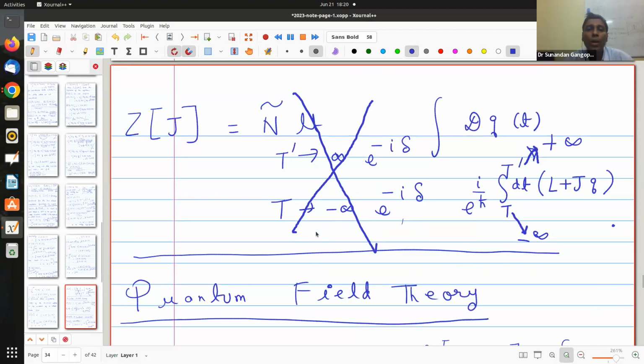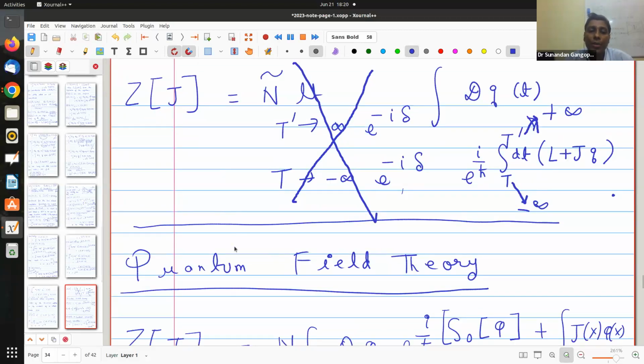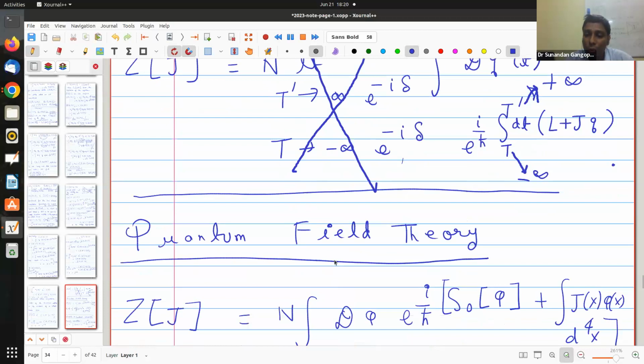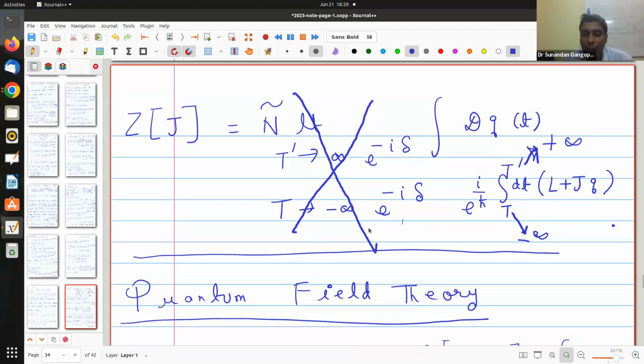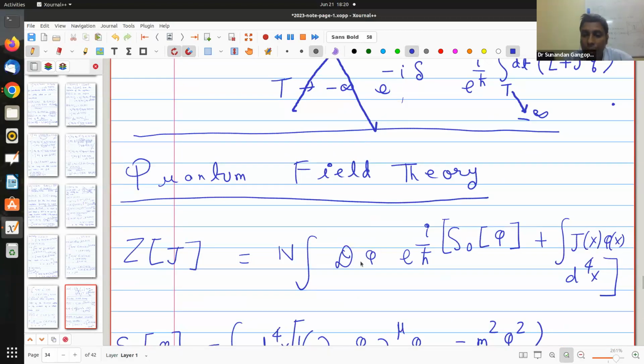What we shall now do is, so this expression was obtained in the quantum mechanical scenario. We shall straight away move to quantum field theory and generalize this expression for fields. So when we do quantum field theory, all these position operators get replaced by field operators, since we are talking about field theory.